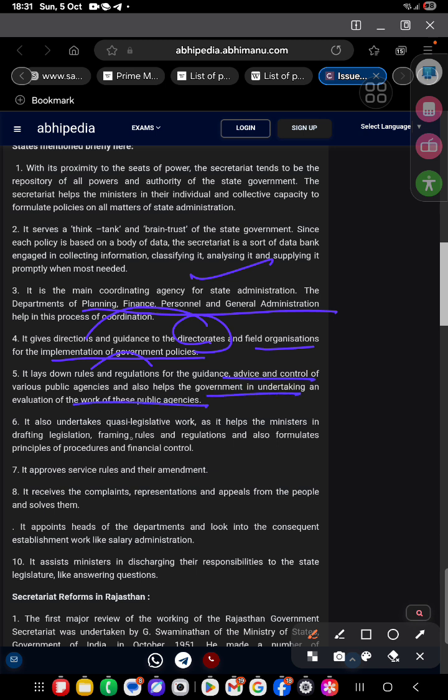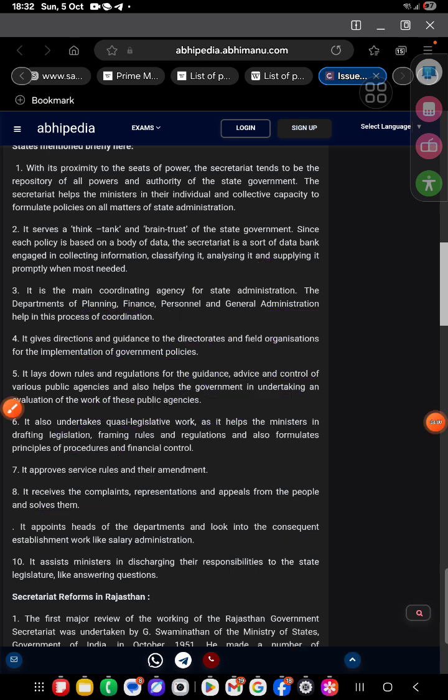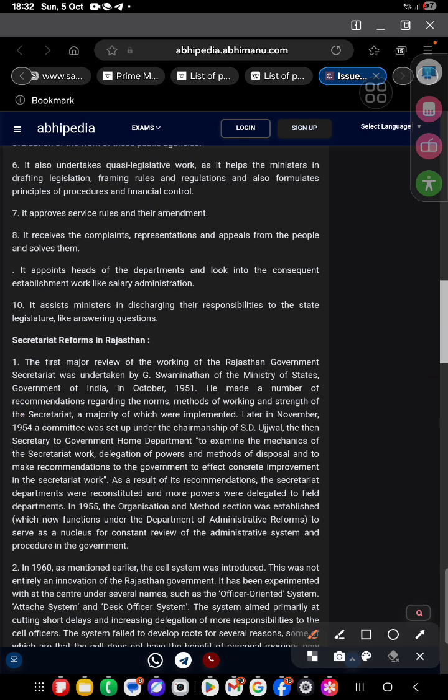It also undertakes quasi-legislative work, such as helping the minister in drafting and framing rules, regulations and procedures. It approves the service rules and their amendments. It receives complaints and appeals of people and solves them, appoints heads of departments, and looks into establishment work like salary administration. It assists ministers in discharging their responsibilities and answering questions in the legislature.